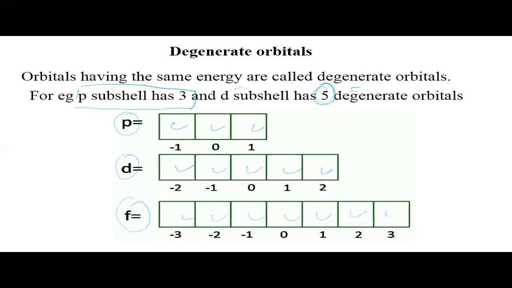It means in the p subshell all the 3 orbitals have similar energy. In the d subshell all the 5 d orbitals have similar energy. In the f subshell all the 7 orbitals have similar energy.